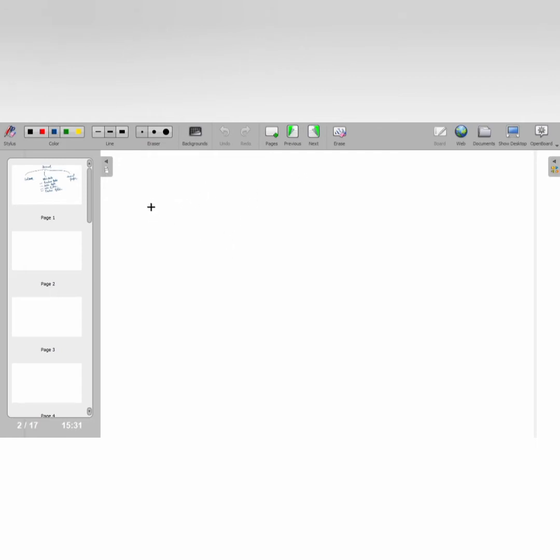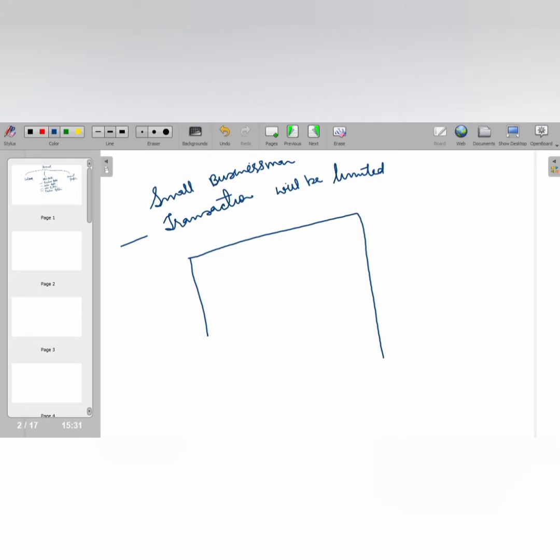See, for a small businessman, the transactions will be limited. Fine? The transactions will be limited. So it is very easy to record all the transactions in one book. Okay, that is journal.